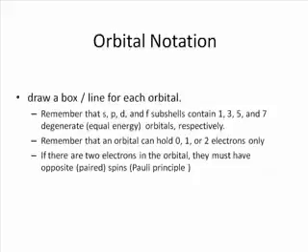Okay, orbital notation. Here we're going to draw, you'll see these sometimes with boxes or with lines. I like to use lines typically, but we're going to use a line for each orbital. And under the line, we're going to put the first and second quantum number for that orbital. And so if this were the lowest one, it would be energy level 1, and then s would be the orbital type.